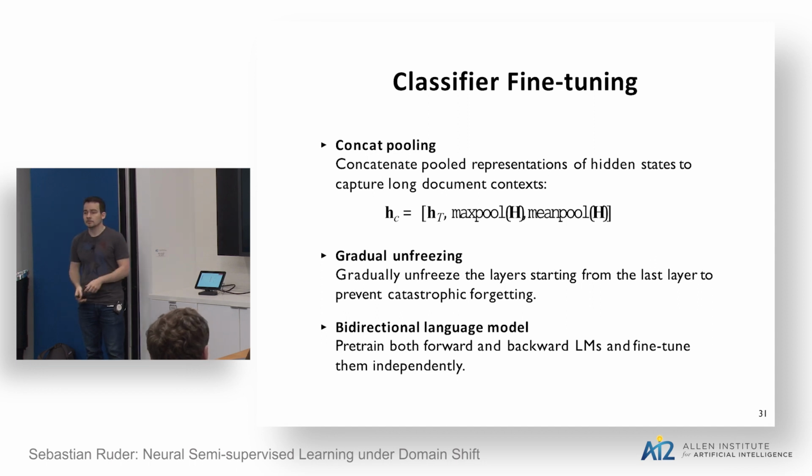And then secondly, even though a language model is inherently unidirectional, we can obviously also train a backward language model, and for simplicity in our case, we train them independently and then just ensemble predictions in the end.